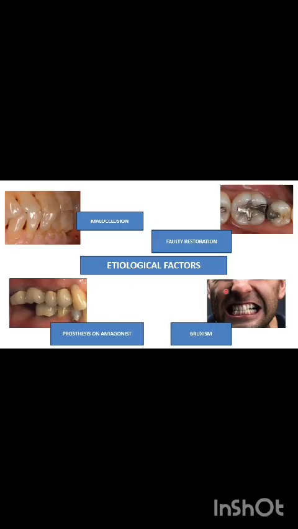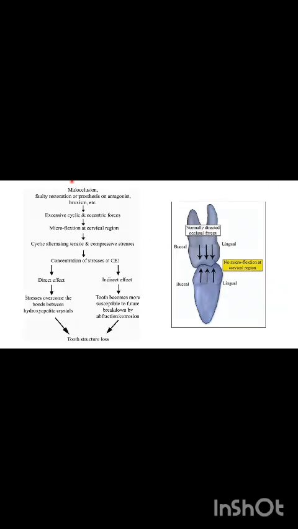Now let's see the etiological factors, that is, the reasons for abfraction, which are malocclusion, any faulty restoration or prosthesis on the opposing teeth, and bruxism or parafunctional habits. All these etiological factors will result in excessive cyclic and eccentric forces, which turn into microflexion at the cervical region, where, as shown in the image, when the occlusal forces are loaded there will be microflexion seen at the cervical region. This results in cyclic alternating tensile and compressive stresses, with more concentration of the stresses at the cemento-enamel junction, which is a point away from the occlusal area.